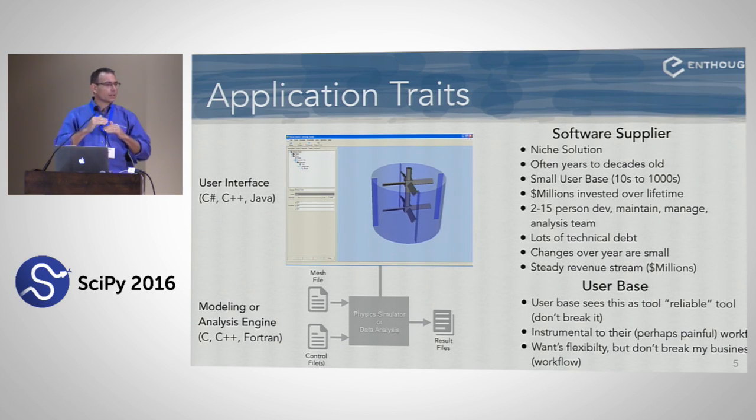And because of that, they've moved very small changes over time. But there is this steady revenue coming in for these guys. On the user-based side, their big deal is they're using these codes. They could care less about software engineering. What they care about is solving their problem, whether that is flying an airplane, looking at satellite imagery, or drilling an oil well, right? And so they're like, give me the software and don't break it.